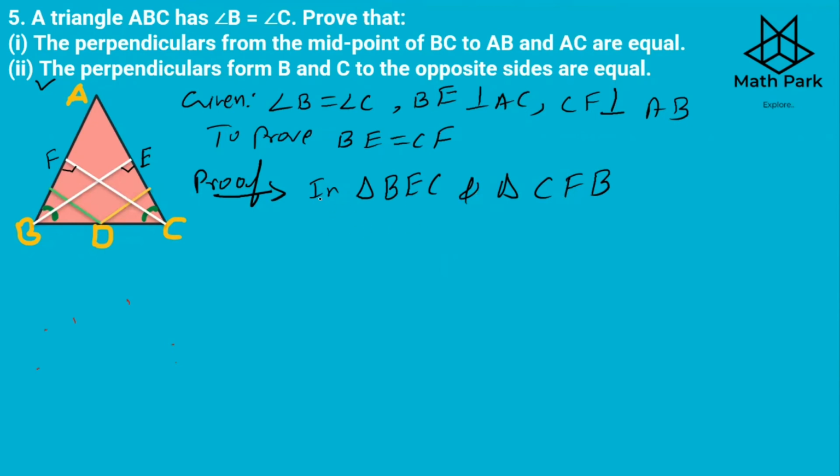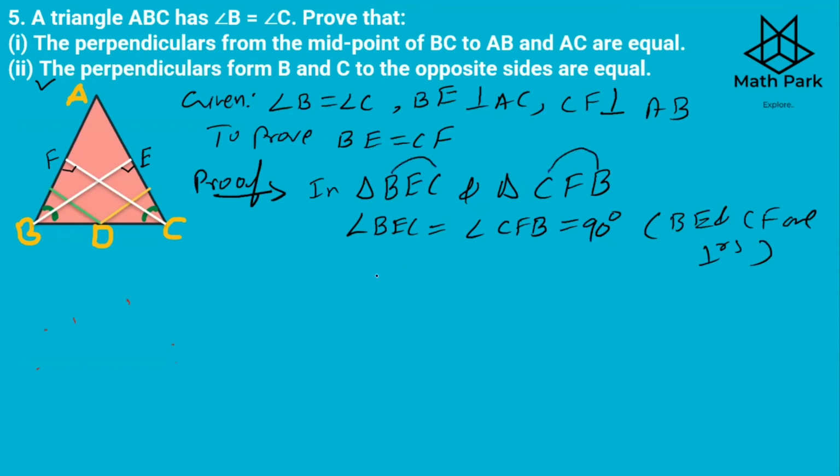What are the things given? You are given angle BEC is equal to angle CFB is equal to 90 degrees because BE and CF are perpendiculars. So one thing we got for sure, the perpendiculars. The next thing we have, can you see there BC and CB is common? So we get BC is equal to CB, the common side to both the triangles.